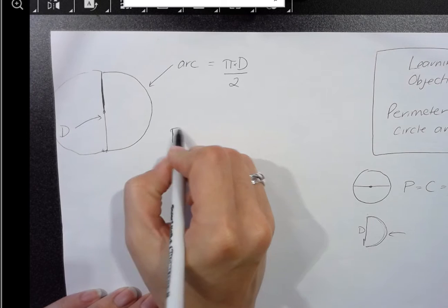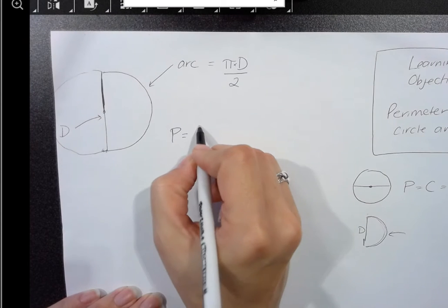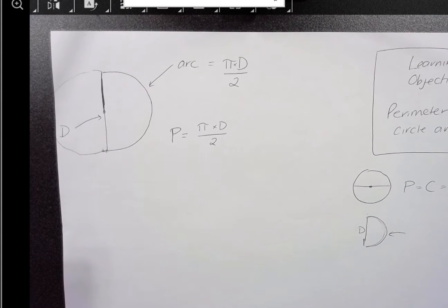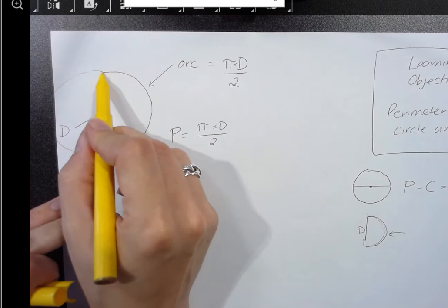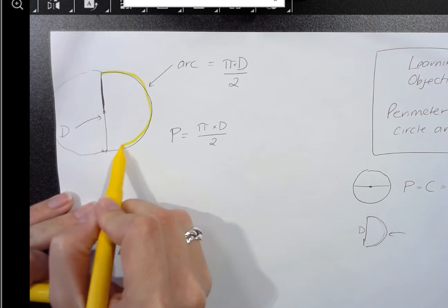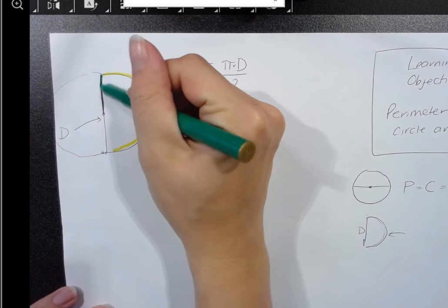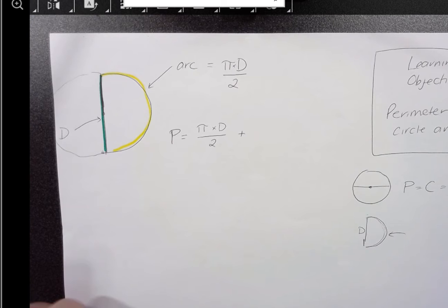So our perimeter this time will equal our pi times d divided by 2 section, and what that's doing is covering off on this rounded part. And then we also have plus this section here, which is our diameter.